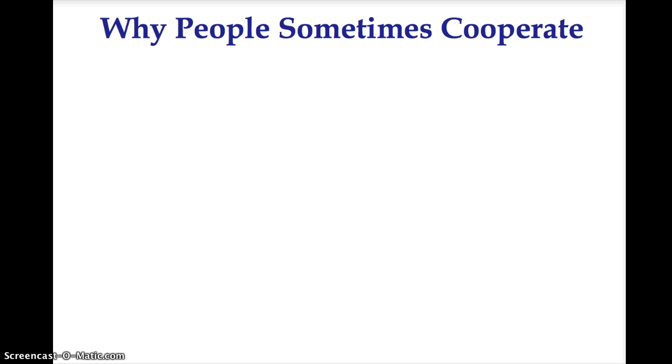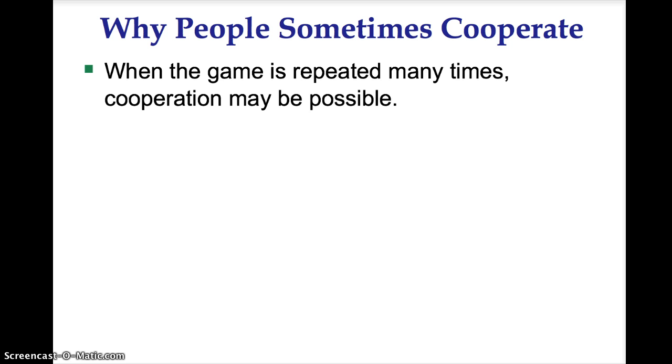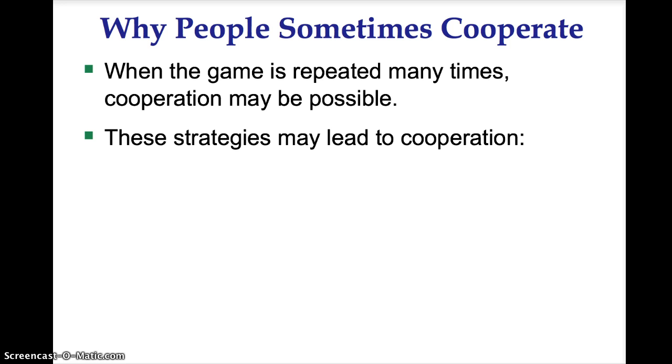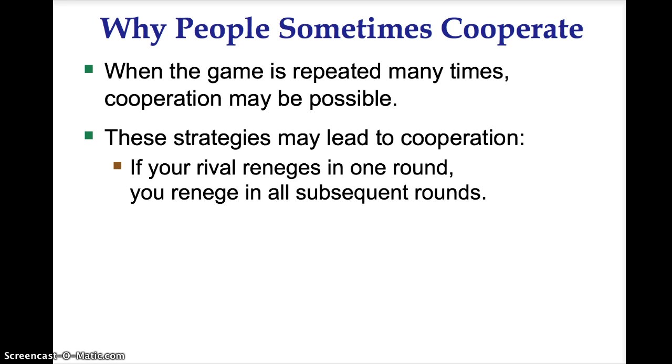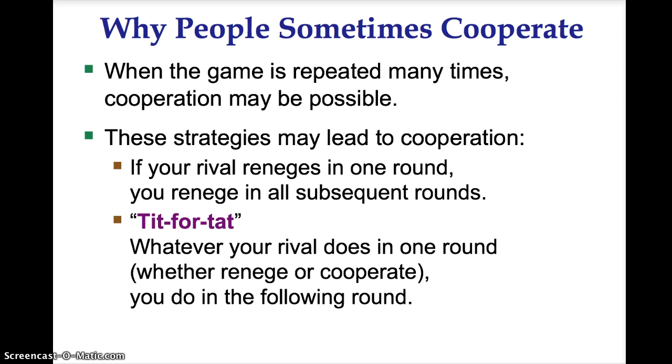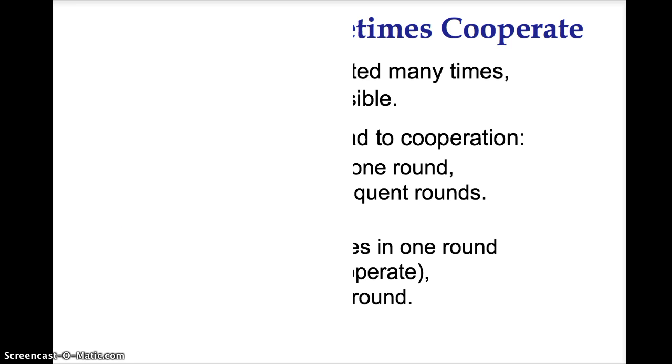Why people sometimes cooperate. When the game is repeated many times, cooperation may be possible. These strategies may lead to cooperation. If your rival reneges in round 1, you renege in all subsequent rounds. Tit for tat. Whatever your rival does in one round, whether renege or cooperate, you do in the following round. You will get practice on these strategies on your lab assignment.